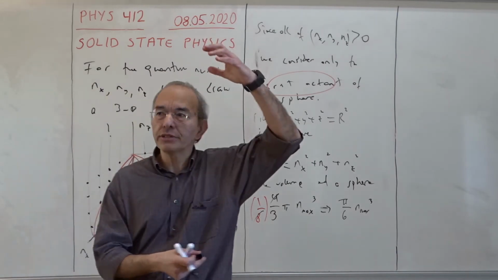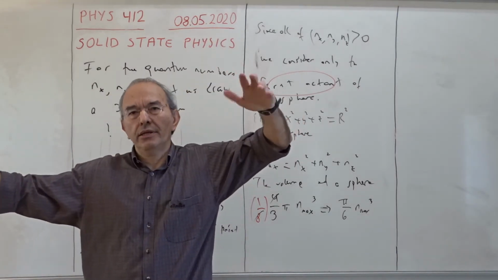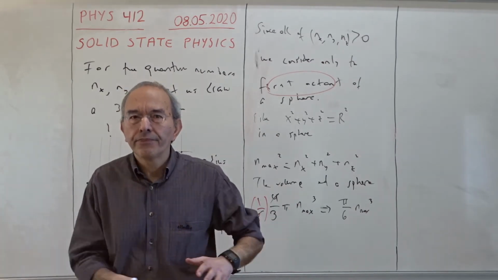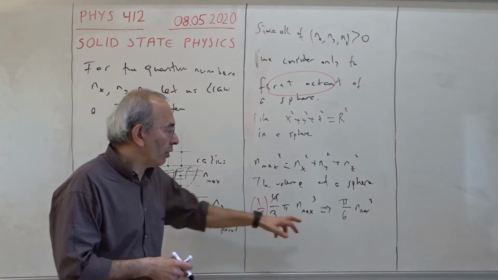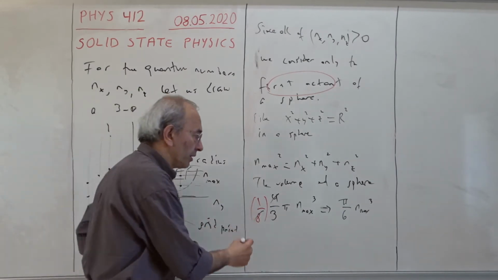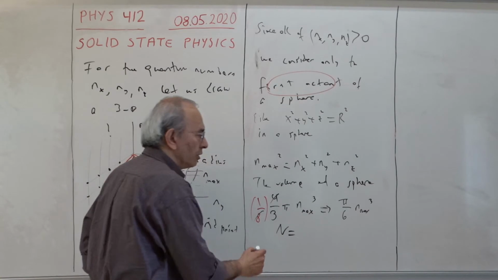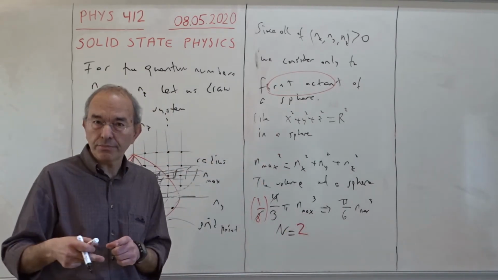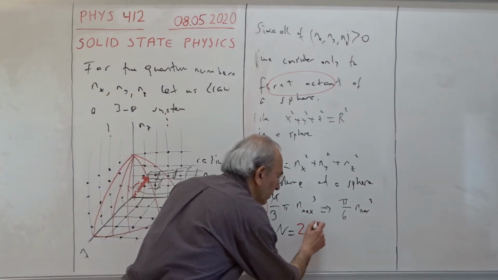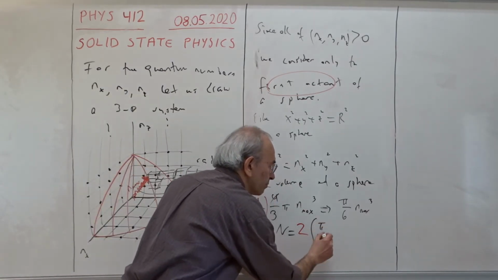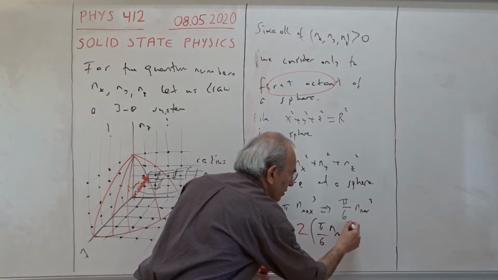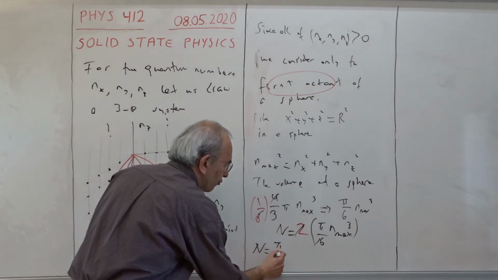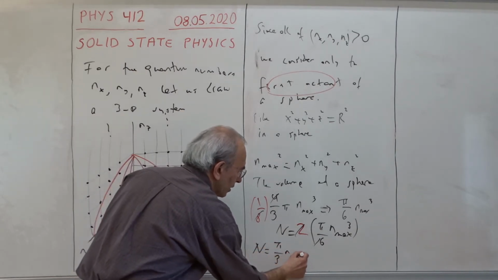So we have so many rooms and so many customers in a hotel management. So many customers should be placed in the rooms of the hotel. So how many can we accommodate here? It is twice this number, because in each room we can place 2 people, times pi over 2 times pi over 6 n max cubed. So we have pi over 3. Therefore n is pi over 3 n max cubed.